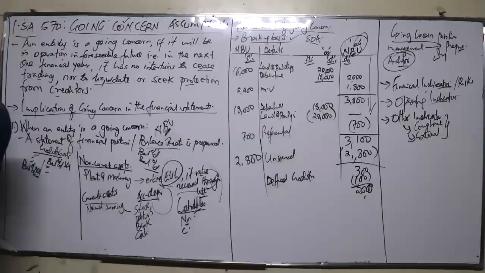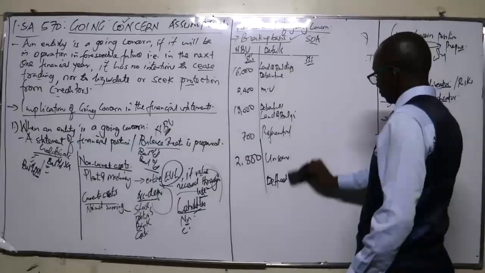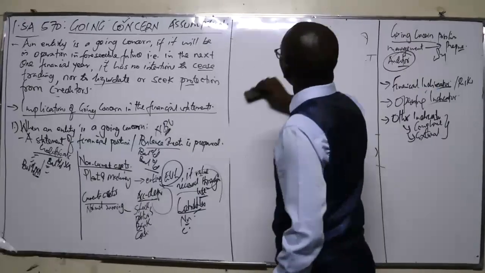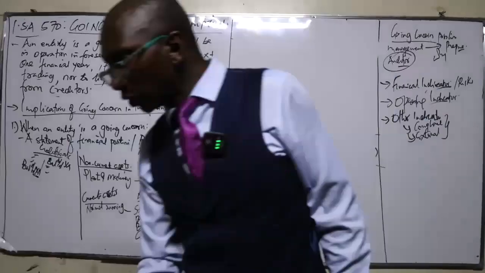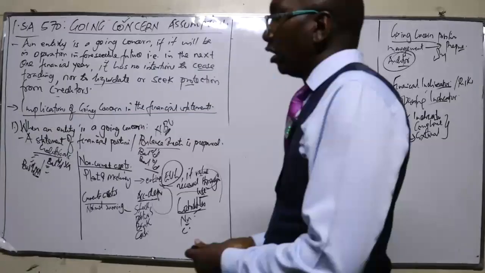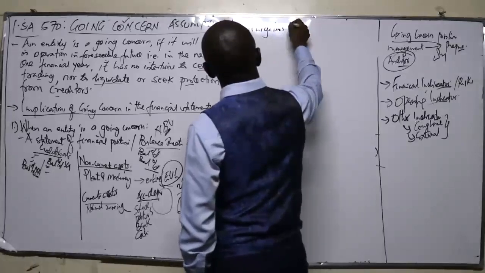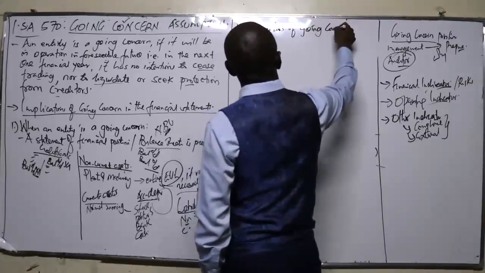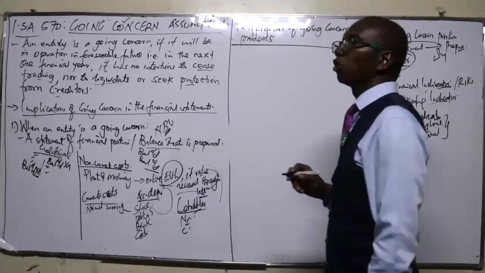All right, subtopic: mitigators of going concern problems. We may have so many mitigators, but we have the main ones. How do we get out of going concern complications?